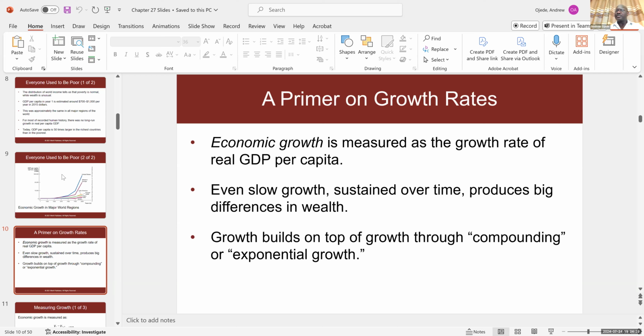That's what has made us prosperous, because it's one thing to grow at 15% one year, and then next year you grow at negative 20%. You don't want that. It might be good to sustain, no matter how low your economic growth is. If you can sustain that 2-3% every year for a long period of time, that can mean a lot in terms of rising standard of living. And then growth builds up. So economic growth, even slow growth, sustainable long-term, produces a big difference. If growth slows, it builds on top of growth through compounding or exponential growth.